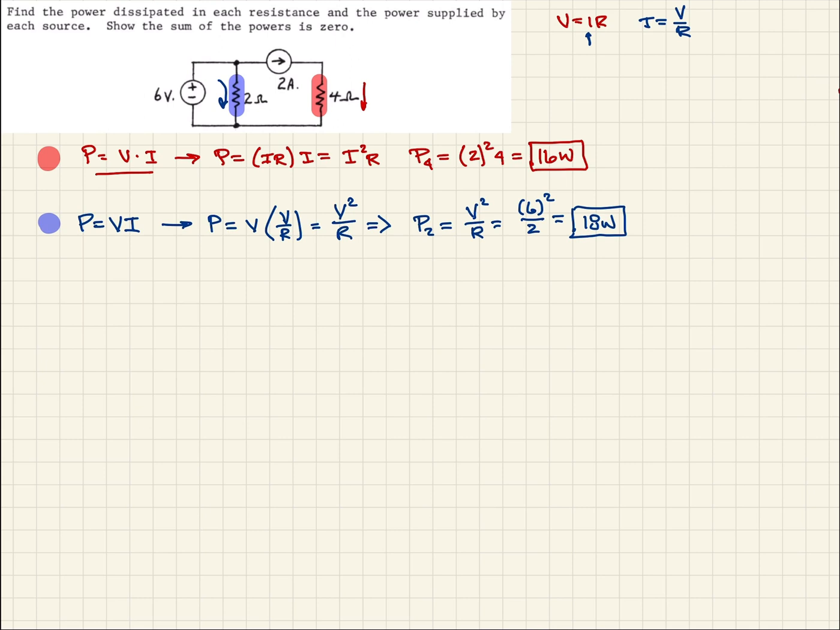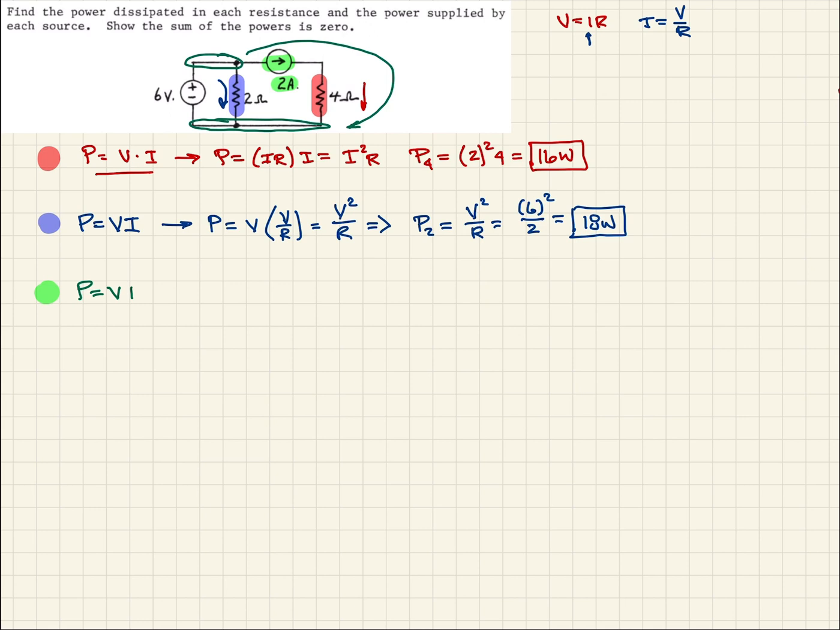So let's take a look at these. The first one we'll look at is the 2-amp source, right here. Again, we do the same thing as before, remembering that P is equal to VI. We know the I, that's 2 amps, but we need to know the voltage drop. Just as we did before, we have this node, and from that node to this node, it's always going to be a 6-volt total drop. So that means from here all the way to here is 6 volts.